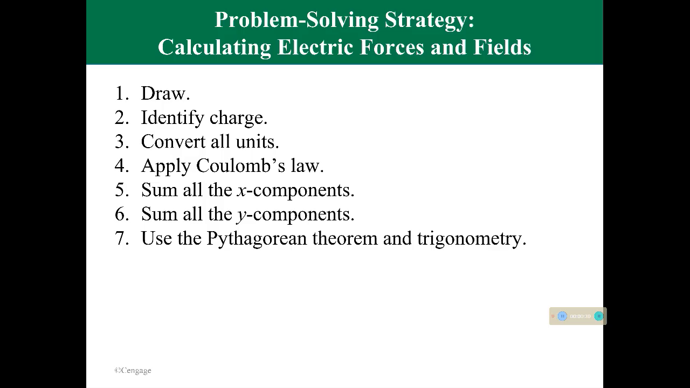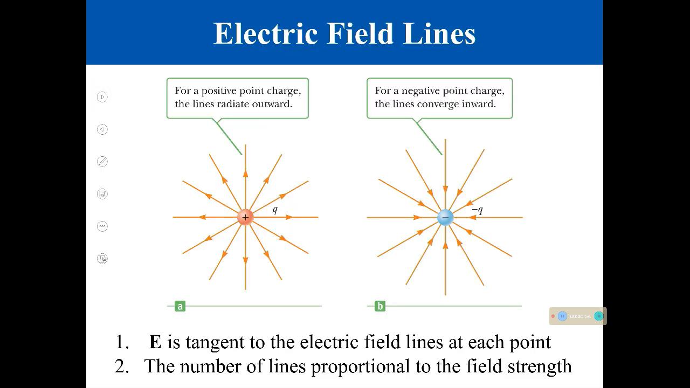I will bring this up super fast, albeit I don't think most of you need it, given the vector addition that was up here already. Calculating electric fields and forces: 1, draw; 2, identify the charge. Make sure you're converting all units appropriately. Apply Coulomb's law. Sum the x's and the y's, aka 5 through 7 right here. Do vector addition. Basically, if you've got a couple of charges up there and want to know the force on one of them, this is stuff that we reviewed as well.